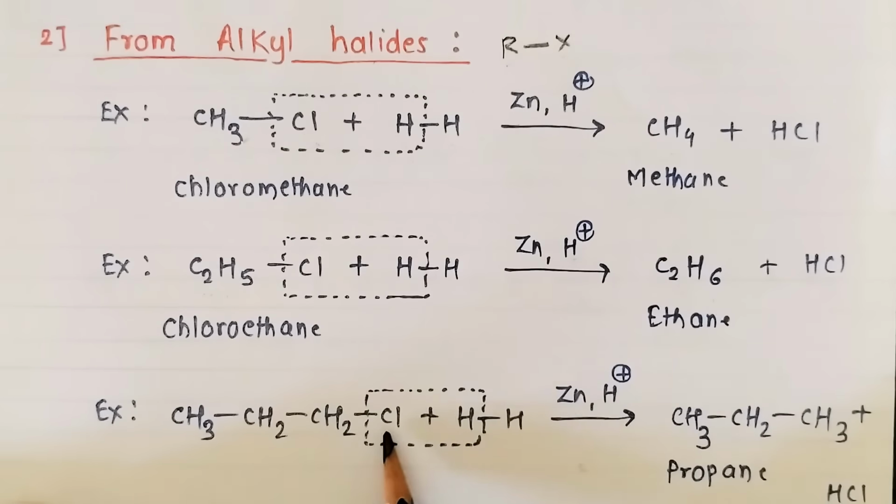Similarly, we take the third example. Here n-propyl chloride reacts with H2 in the presence of Zn and H plus. Similarly, the halogen and one hydrogen are removed as HCl, and the remaining hydrogen is attached to this CH2 to form CH3, and we get propane. So this is a method by which we prepare alkane.